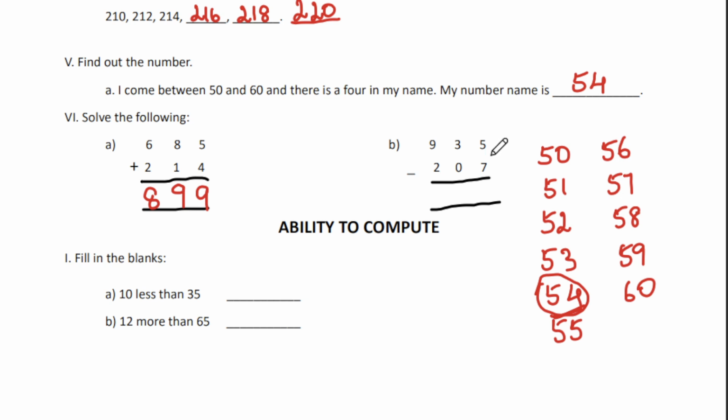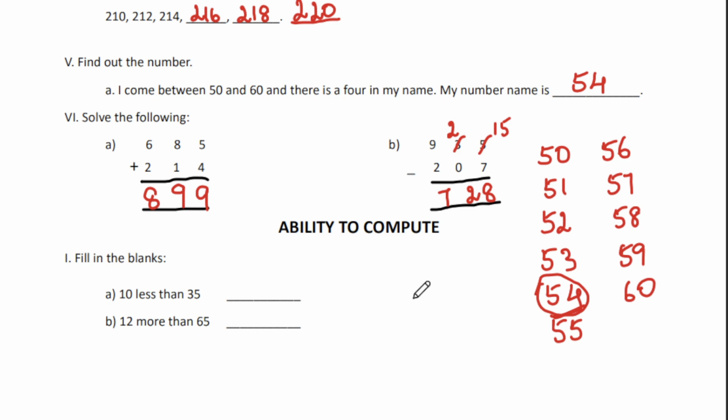Next. So 935 minus 207. So 5 cannot be subtracted by 7. So we can borrow from here. So this becomes 2 and this becomes 15. 7, 8, 9, 10, 11, 12, 13, 14, 15 and 9 minus 2 which is equal to 7.